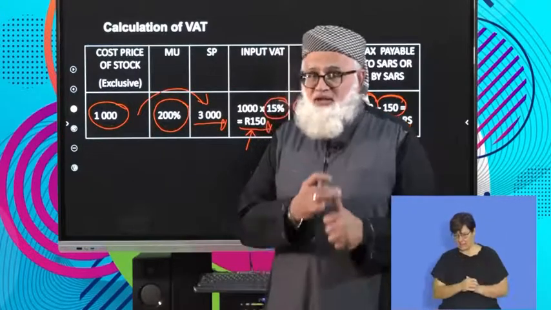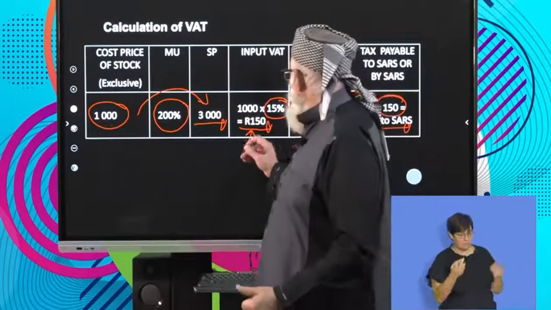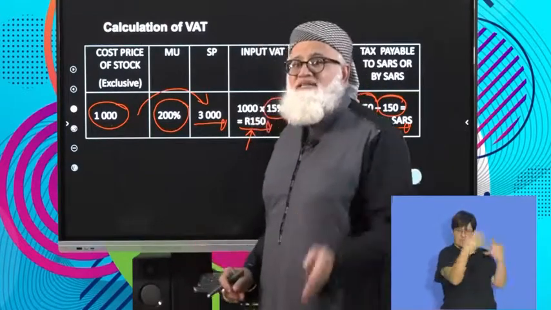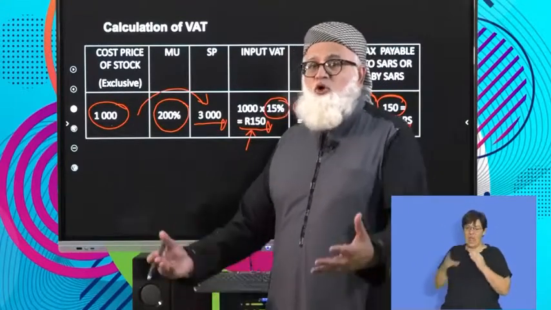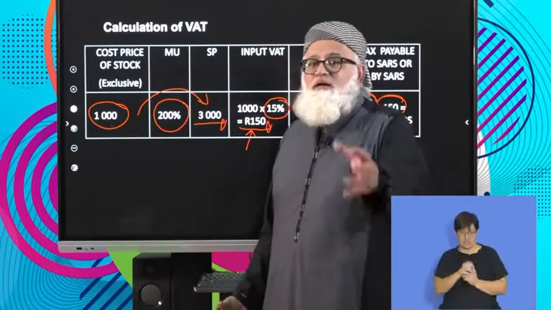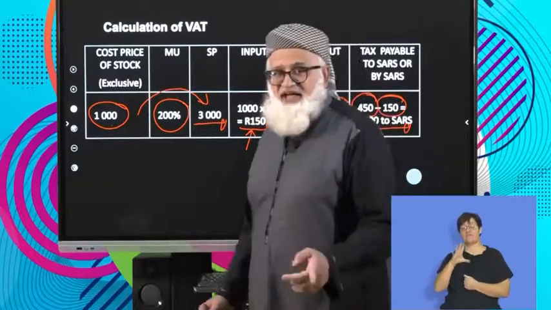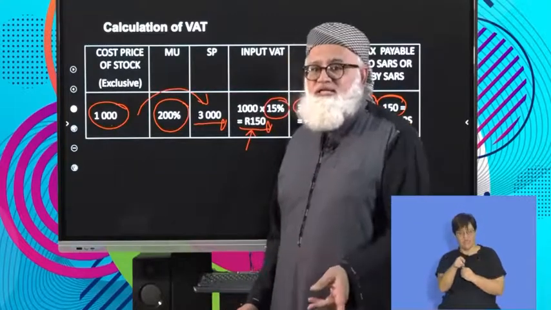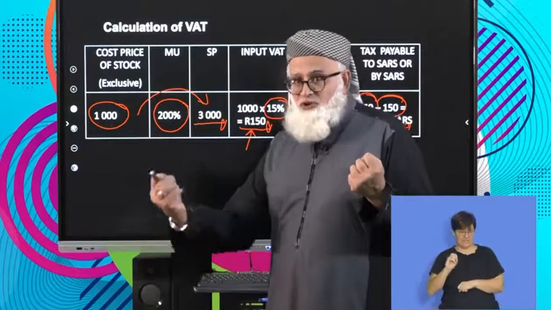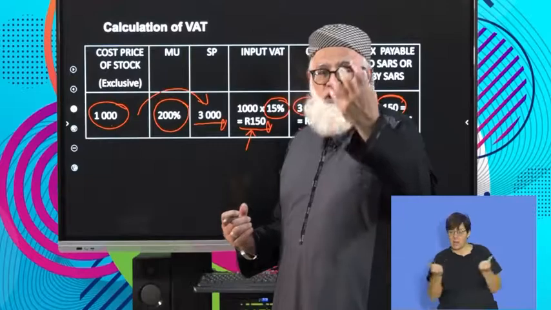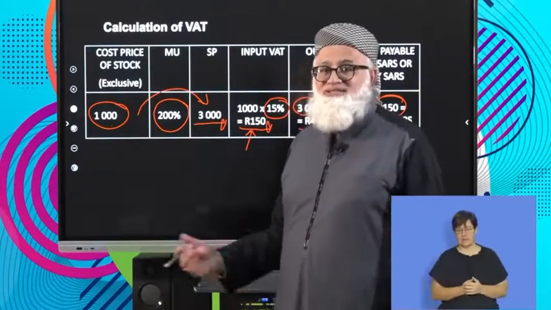On the 1,000 Rand that you've purchased, you've paid VAT at 15%, which was the amount of 150, right? You marked up those goods by 200%. It means you sold it. You added value to it. You sold those goods at 3,000 Rand. But the consumer or the end user now paid you the amount of 450 Rand, which was the VAT on the 3,000. So clearly you can see, you've collected 450 from the consumer, you have paid 150 when you bought the original goods. So output 450, input 150. What do we owe to SARS? The difference, which is the 300 Rand.